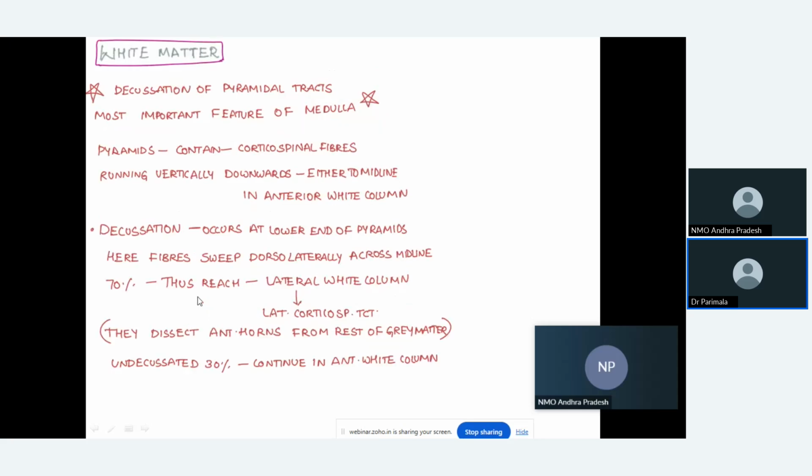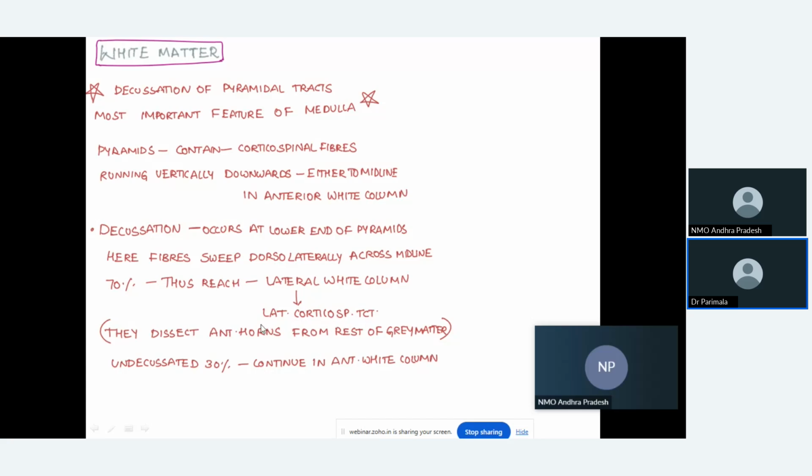Okay. Then white matter. The most important factor in the white matter is the decussation of the pyramidal tracts. The pyramids contain corticospinal fibers. They run initially vertically downwards. At this point, in the anterior white column they are present. Then how do they decussate? At the lower end of the pyramids, these fibers sweep dorsolaterally. Very, very important word. They sweep dorsolaterally across the midline. How much will decussate? 70%. And finally, where do they reach? They reach the lateral white column. What do they form? They form lateral corticospinal tract.